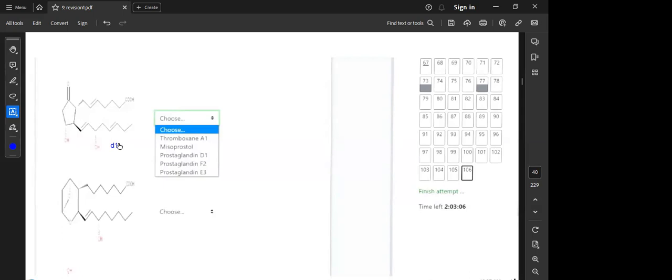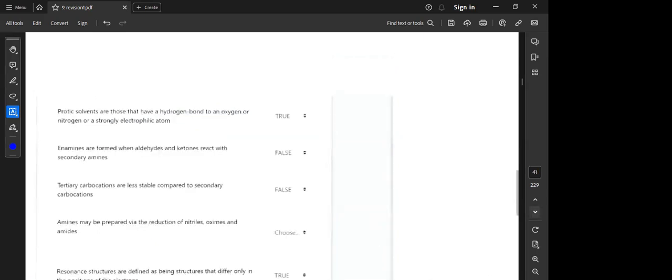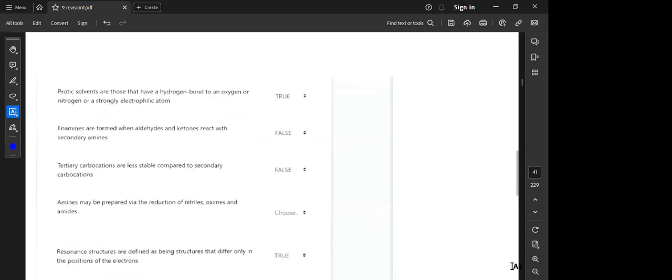Is this one misoprostol or D1? Let me Google. Okay, I think this is misoprostol. No, D1. So this one is thromboxane. Yeah, somebody has said thromboxane. That is thromboxane. It's not misoprostol, so I guess it's the one here. So true and true, false false.